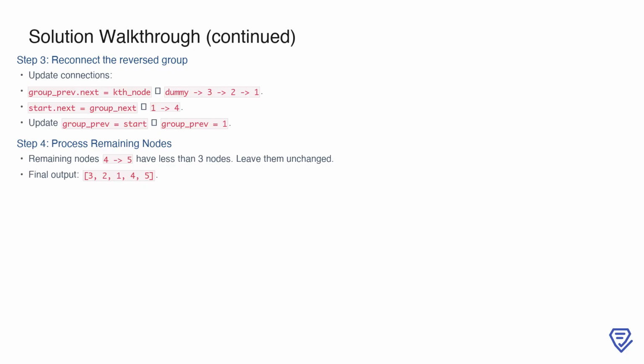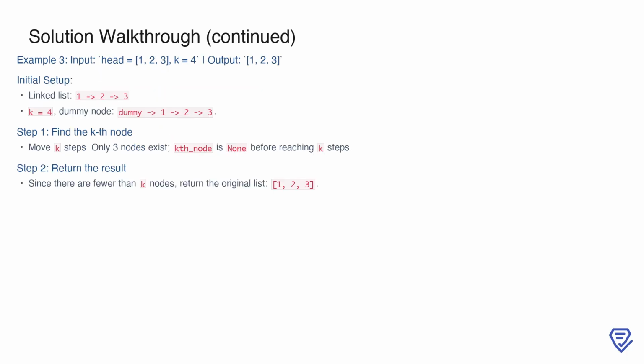Since there are fewer than k equals 3 nodes left, they are not reversed and remain unchanged. The result for this example is 3, 2, 1, 4, 5. This demonstrates how the algorithm effectively handles groups of k nodes while leaving smaller remaining groups intact. In the third example, the input linked list is 1-2-3, and k equals 4.